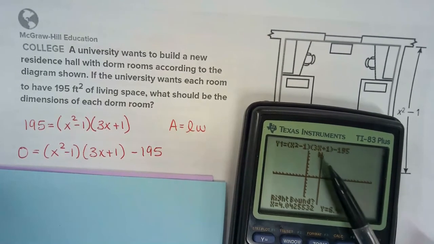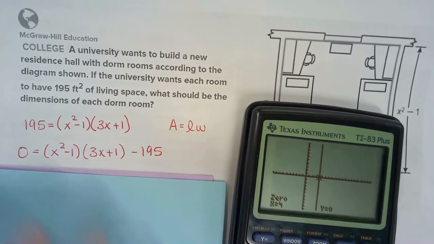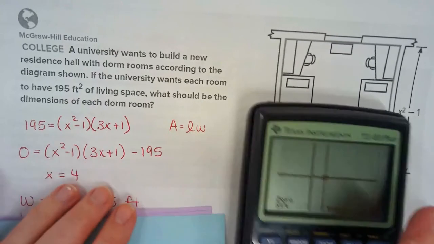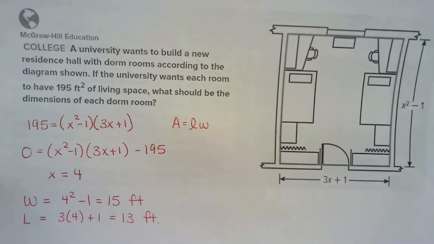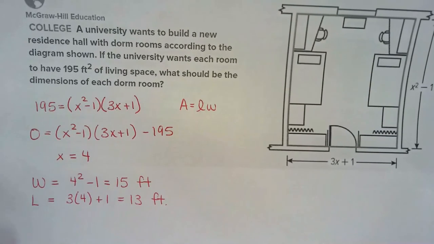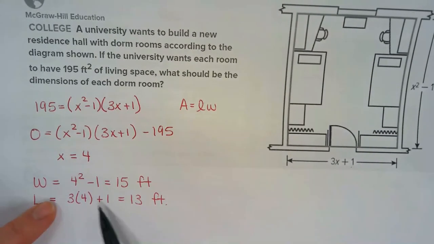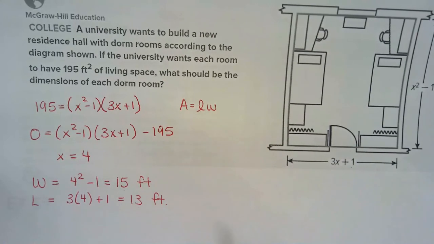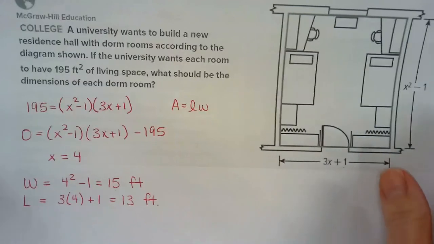If I go right, I can see it. That's where it would be, enter, and then I get my answer. So my x would be equal to 4. Then I just plug it into my different expressions, and that will give me my different dimensions. So 3x plus 1, when I plug in 4, I get 13, and x squared minus 1 would give me 15. All right, folks, so that's where you can solve polynomials in the real world, and then also be able to solve it by graphing.